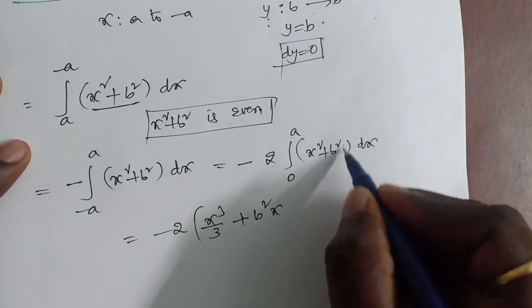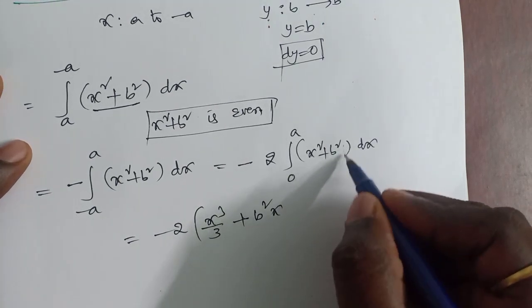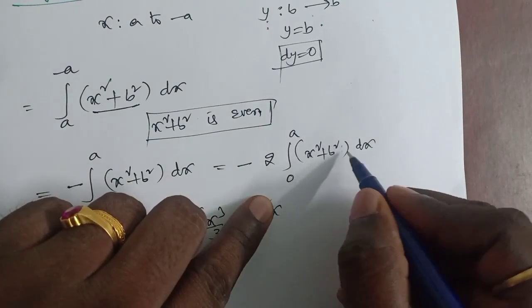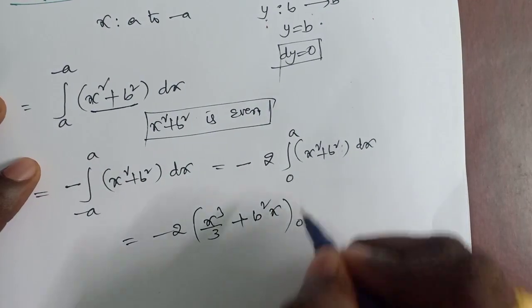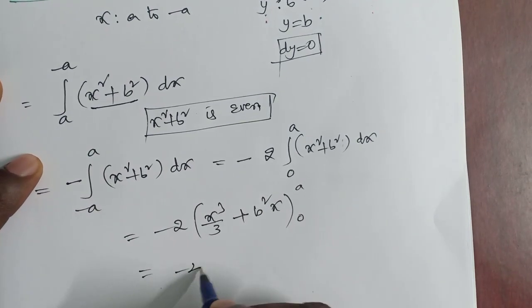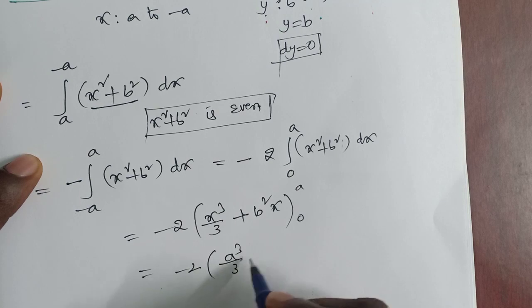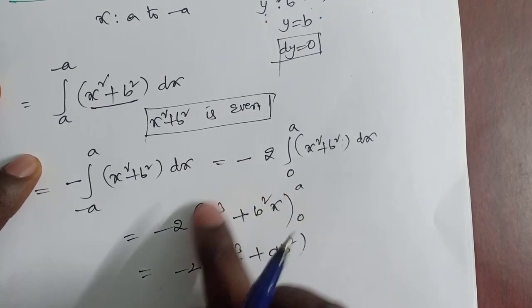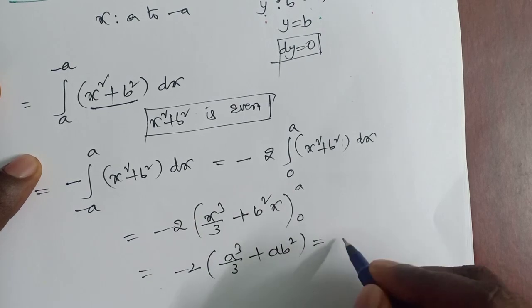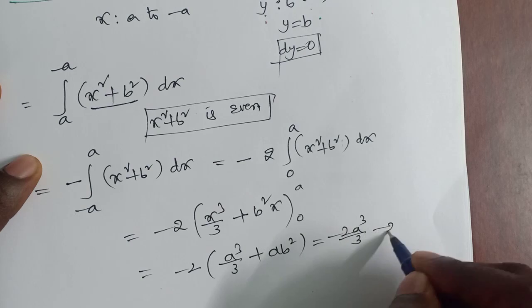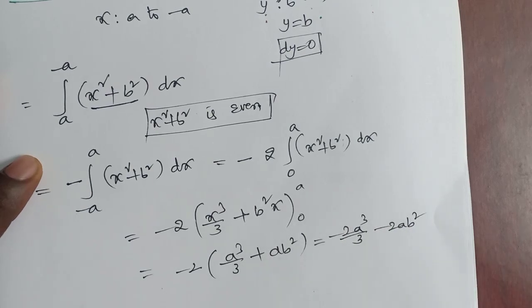Integration of 1 is what? There is no constant, if it is treated as 1, so b square is a constant, put it outside, and integration of 1 is what? X, from 0 to a. Now substitute the boundaries, a cube by 3 plus ab square. Coming to the lower boundary, all gets zeros, so no need to take this, since it is minus 2a cube by 3 minus 2ab square.